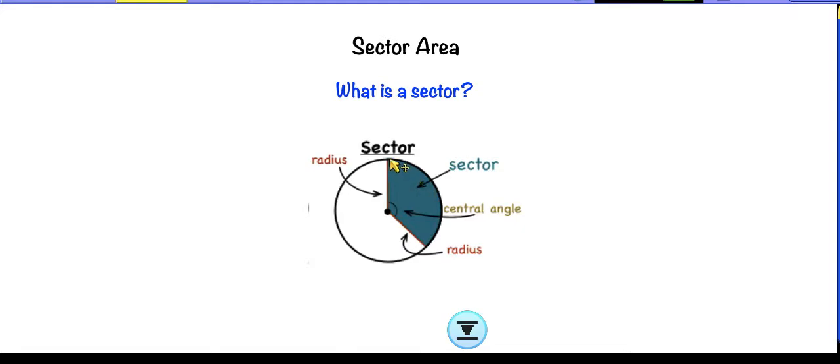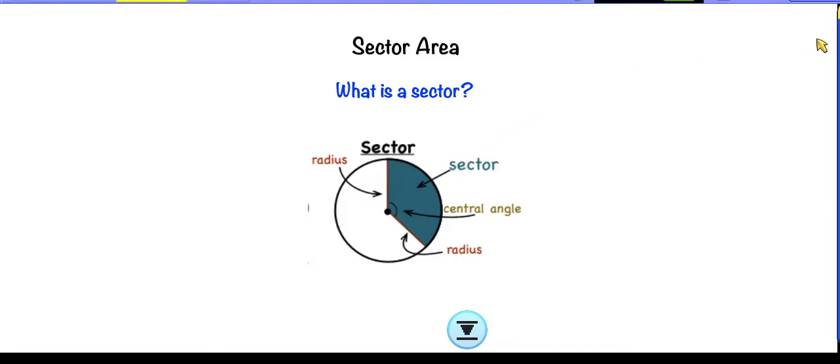It's formed by a piece of the arc and also two radii. Three parts shape one whole thing. This one will be a sector. As you can see, this piece still has the same word, central angle, which looks towards and intercepts the arc here. So this kind of shape we call a sector.